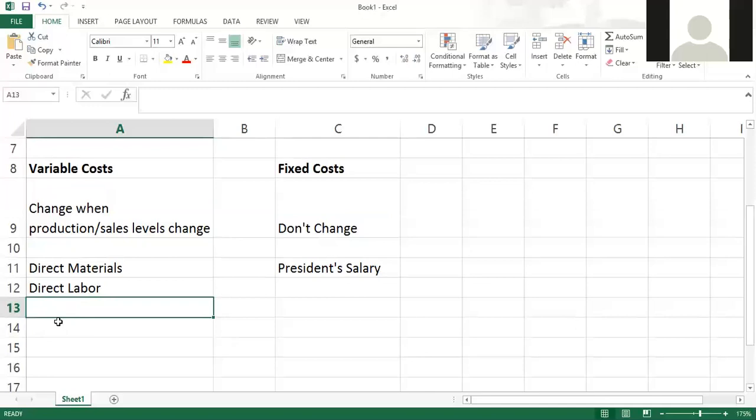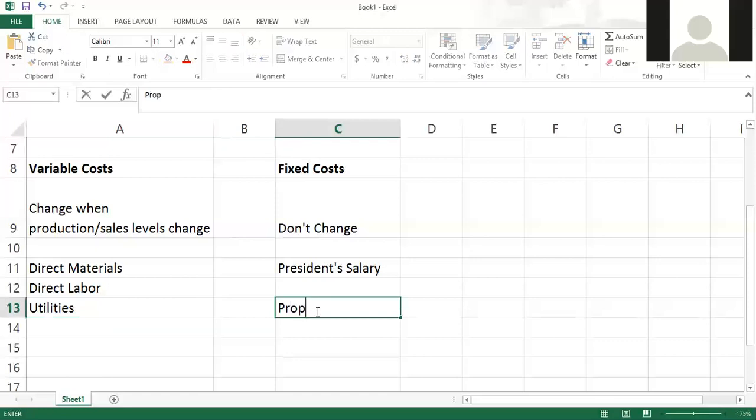You can't put overhead down in either category. Overhead is made up of all those miscellaneous costs. You have to look at each one of those miscellaneous costs separately. And I would say utilities would be something that would be variable. If you're making more products, you're probably using more electricity to run the machines to make more products.